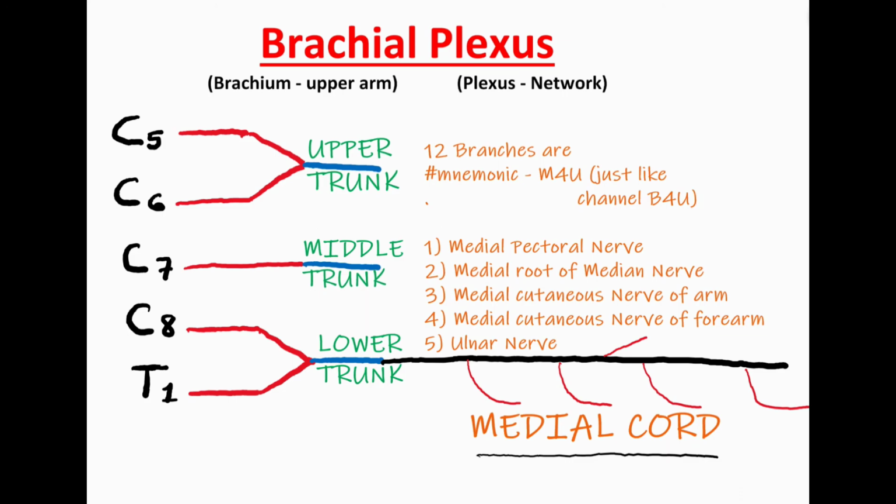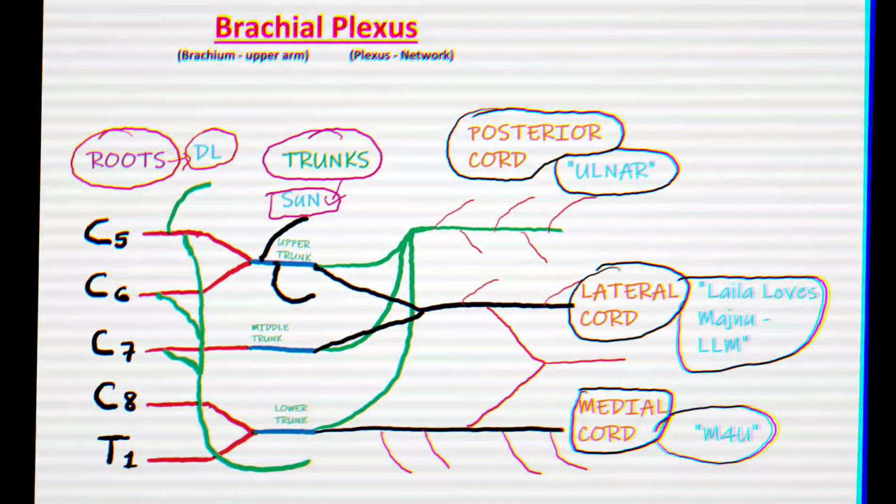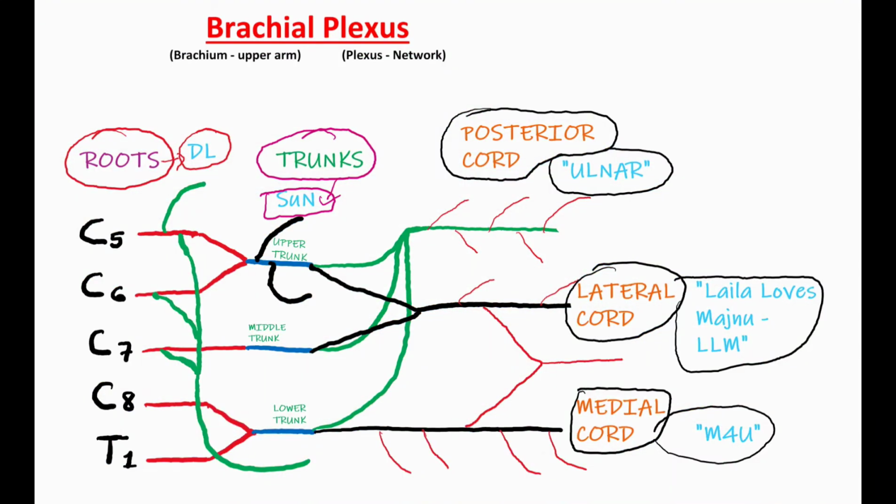Now friends, let us quickly revise all the things which we have learned. Here in this diagram, which I have summarized in a short way, you can see the roots followed by the trunks and the cords. Two branches from the roots, two branches from the trunk, and all 12 branches from the cords. As I told, the mnemonic for the branches of the roots was driving license, that is DL. For the trunk, I told you double S, but you can even remember it as SN: suprascapular and nerve to subclavius.